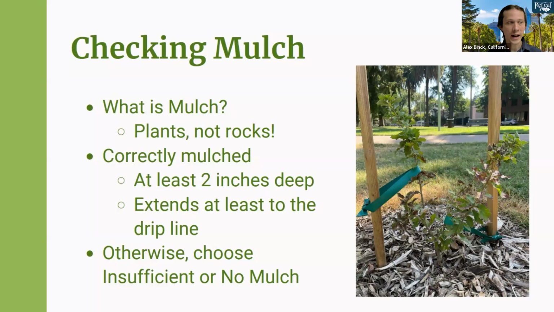So in TreePlotter, we have a few different categories that you can record. You can record that the tree is correctly mulched, which we will define as mulch that's at least 2 inches deep and that extends to the drip line of the tree. So for those who don't know, the drip line is basically the outer edge of the branches. So for a small tree, it's going to be fairly narrow, but as the tree grows, those roots are also going to be expanding. We want that to be covered by mulch as well. So that means it's at least 2 inches deep across the whole drip line area under the tree, basically.